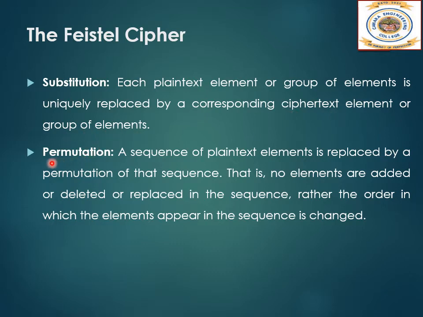Then we will see what is meant by permutation. It is a sequence of plaintext elements that is replaced by a permutation of that sequence. That is, no elements are added or deleted or replaced in the sequence. Rather, the order in which the elements appear in the sequence is changed.